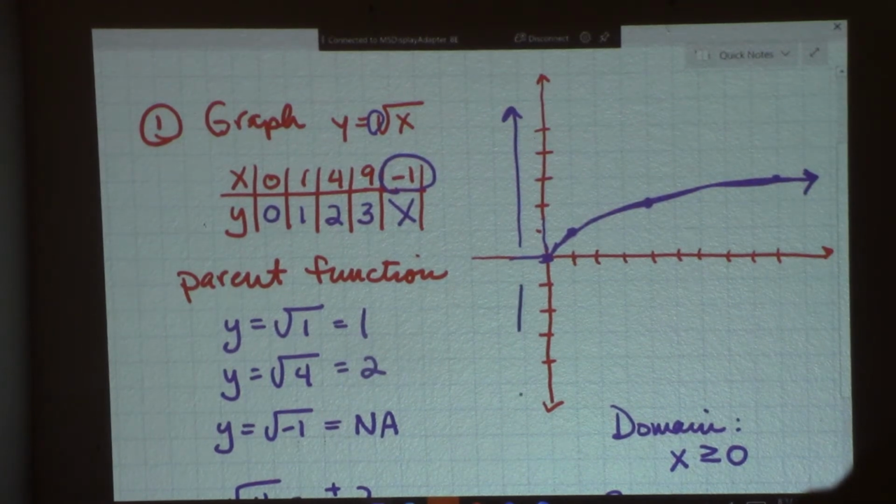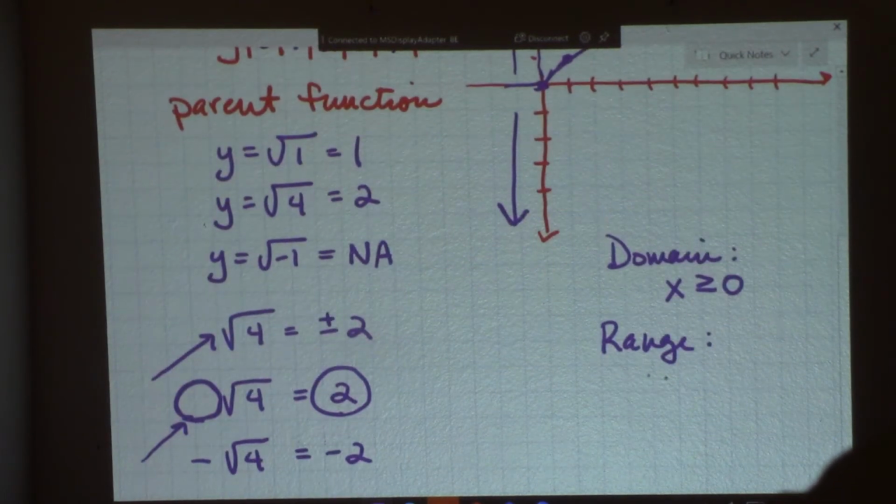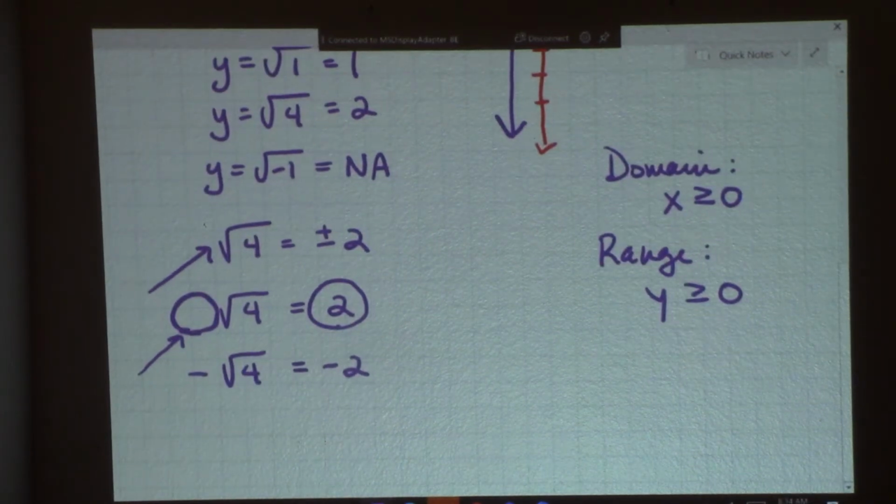Now for the negative values, do I have anything down below 0? No. So my range is greater than or equal to 0. And again, that's because I don't have any sign in front of the square root.